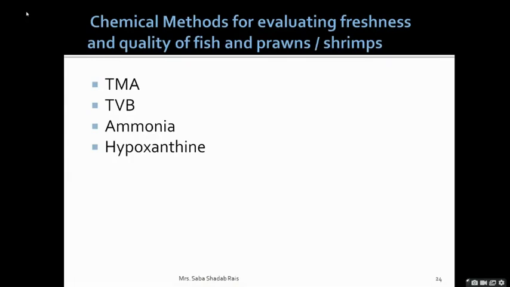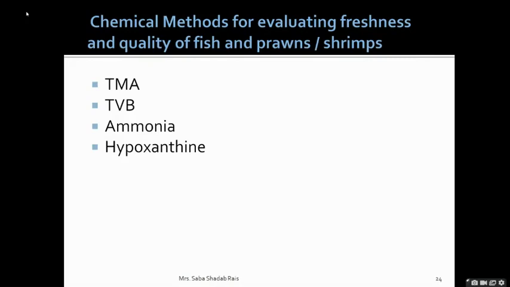Ammonia is produced by the bacterial breakdown of the muscle protein, and it appears in quantity at the relatively late stage of the spoilage, and the test will give an indication only of how poor the sample is. Now, if the sample is poor, what will happen? The ammonia will be found in all the flesh part.